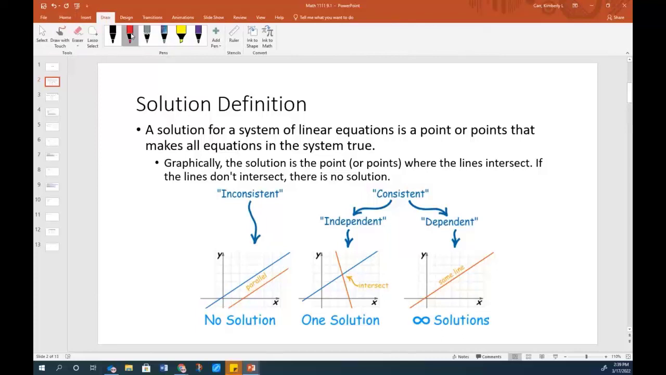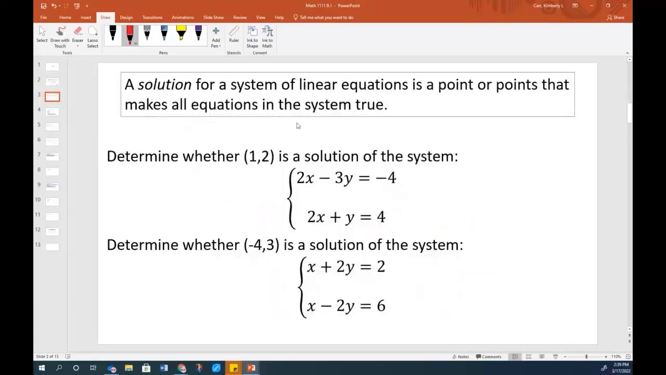So while we have infinitely many solutions, the solutions are every x, y on the line. So you can't just wildly pick any number. You can pick an x and just plug it in and find out what the y is, or you could pick a y and plug it in and find out what the x is, but you can't pick them both at once. Okay, but we're not always going to be solving graphically.